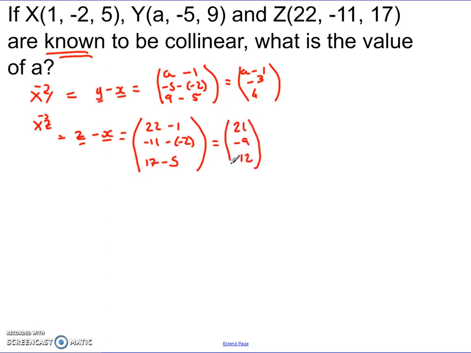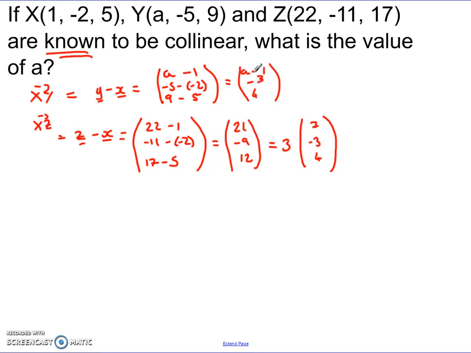So I've now got to somehow relate these two vectors to each other. Well, this one here, what I can do is take a common factor of 3 and state that it's 3 brackets 7, negative 3, and 4. So what I can then say is, these two here are the same as here. So it's going to be a scalar multiple of this. I need to find a from it.